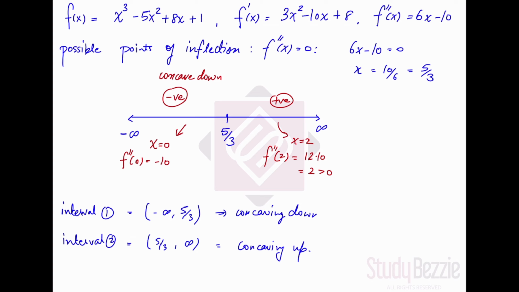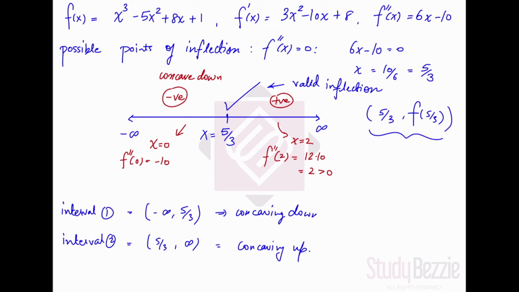Now, because the concavity changes at 5/3, just before 5/3 it was concave down, and after 5/3 it concaves up, you can definitely say this is a valid inflection point. And remember, an inflection point is a point. Right now, we only have the x value, or the x coordinate, of that point. So the inflection point will be 5/3 and the value of the function at 5/3. This is the coordinate of the point. To find the value of the function at 5/3, you have to plug it in and find that out.